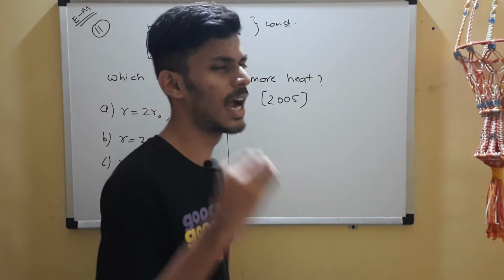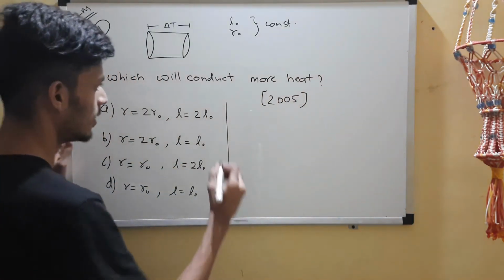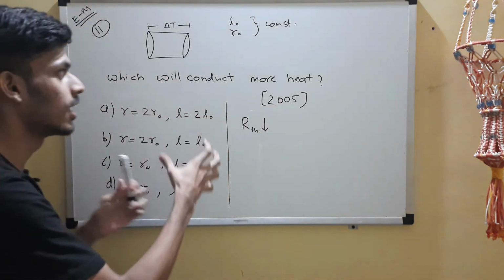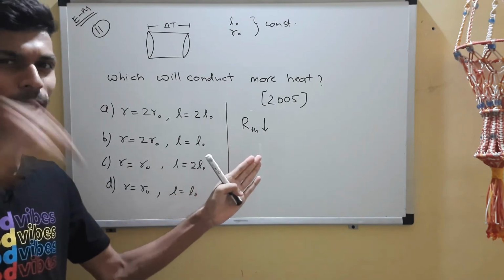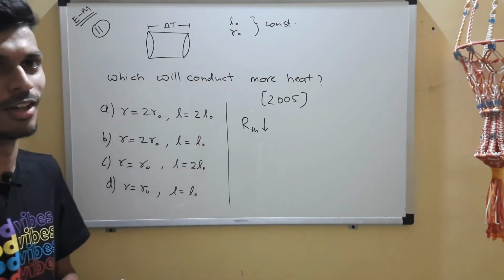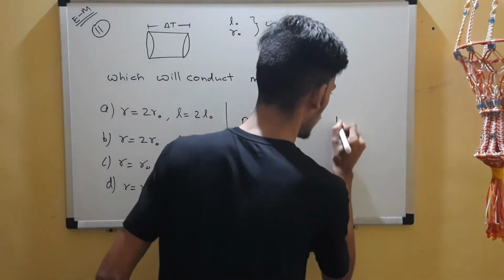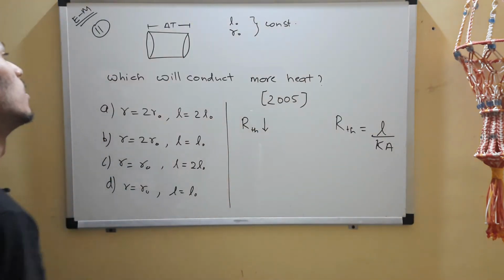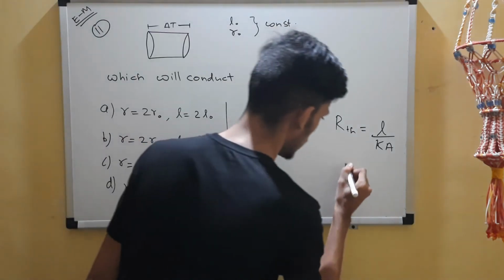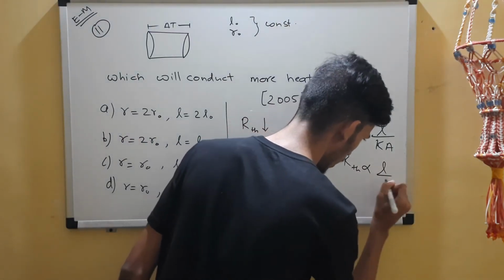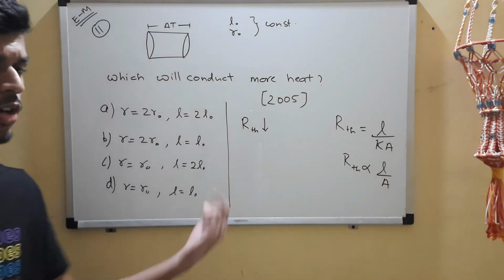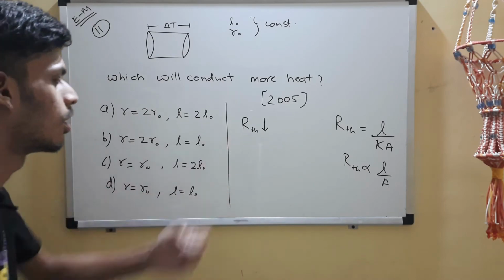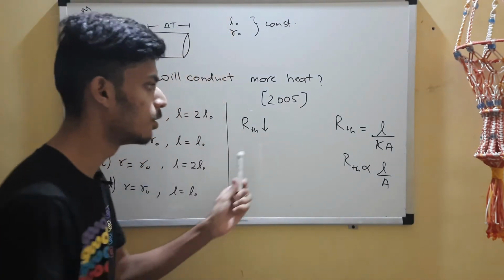Okay, so the idea that we are going to use over here is that R thermal should be minimum, right? For a rod which conducts more heat, thermal resistance will be the minimum. So that's why it is able to conduct more heat. So what is R thermal? How is R thermal given? R thermal is L by KA, right? Since each of these rods is made up of the same material, you can say that R thermal is directly proportional to L by A. K value is the same for all of the rods. So we want to look for a rod which has the minimum value of R thermal.